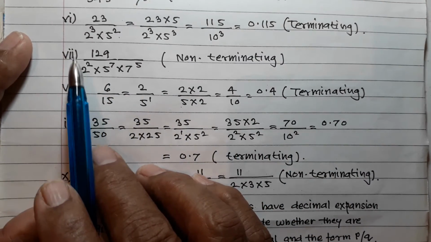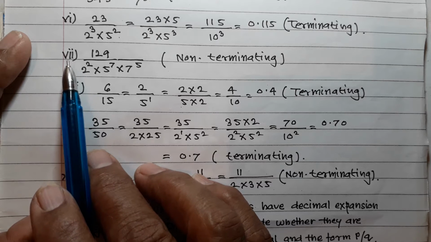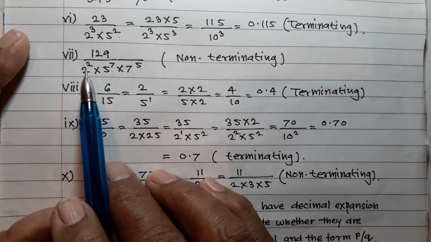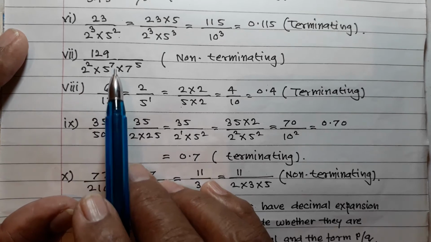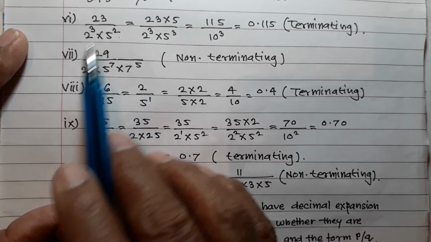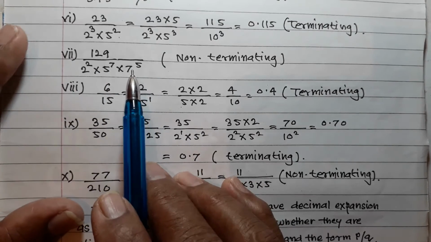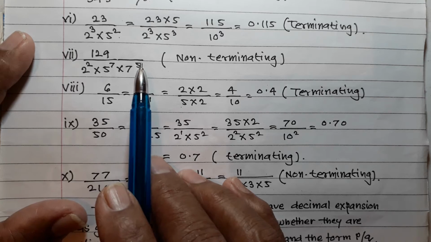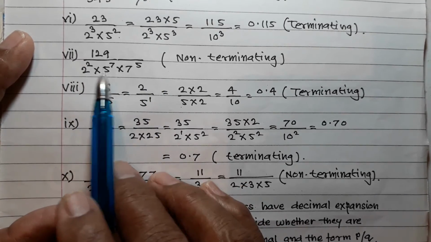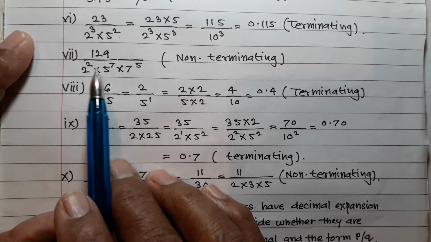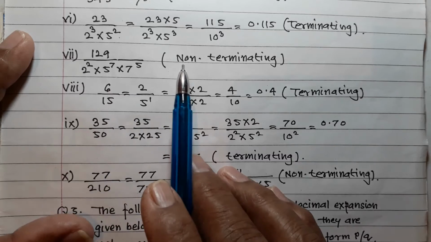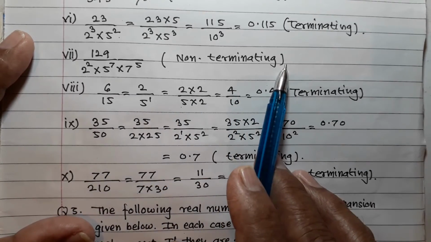Then question number 7. 129 upon 2 raised to 2 into 5 raised to 7 into 7 raised to 5. Now if you observe this, because of this 7 raised to 5, the factorization of q is not of the form 2 raised to m and 5 raised to n, and therefore it is non-terminating.